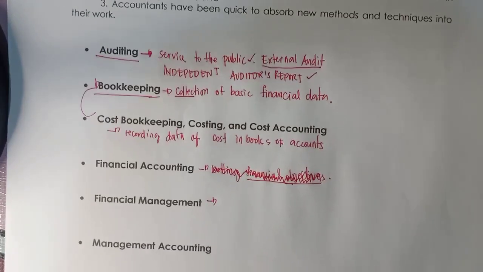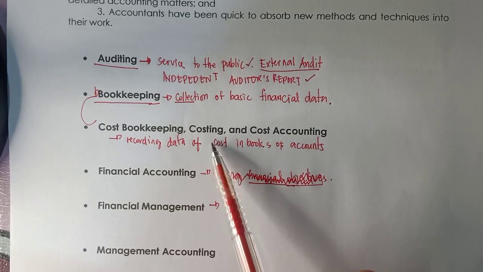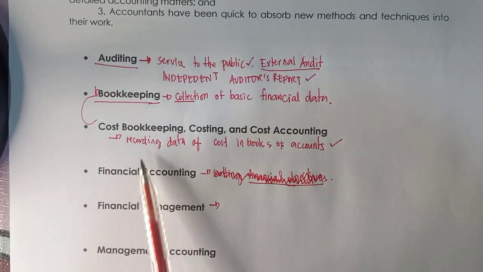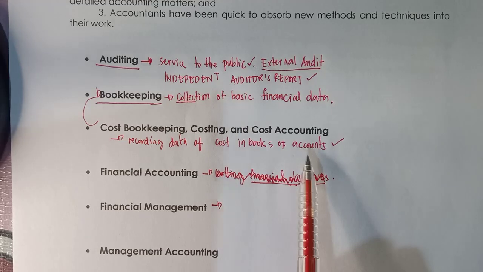Next branch is cost bookkeeping, costing, and cost accounting. So what does cost bookkeeping involve? It involves recording data of cost in books of accounts.